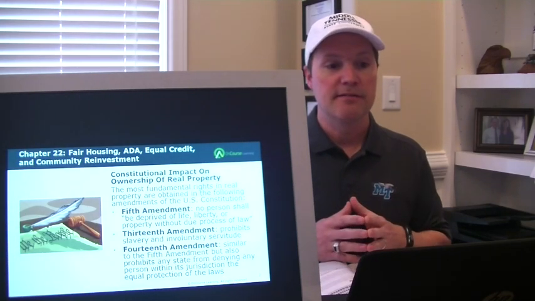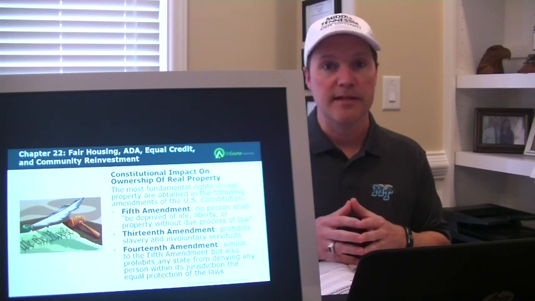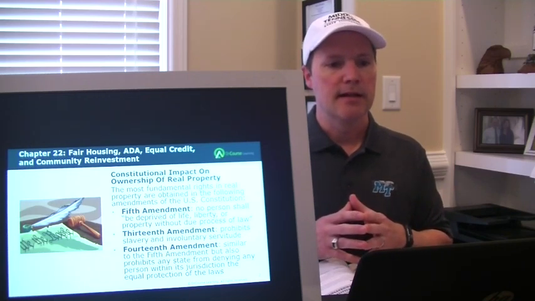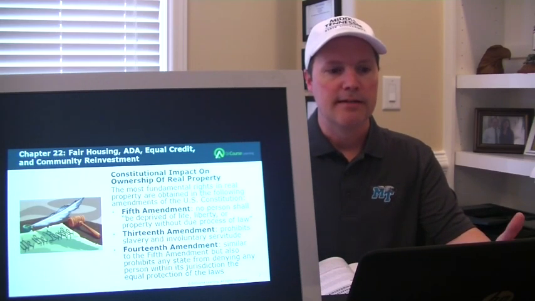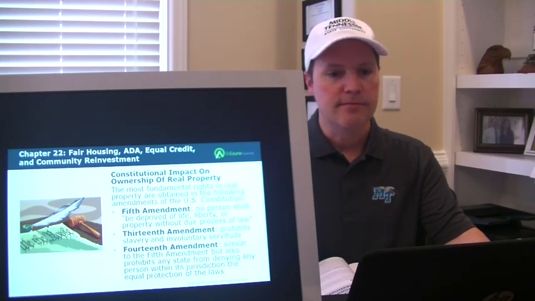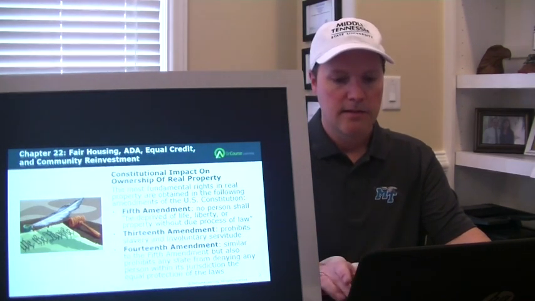Today we're going to be talking about fair housing, ADA, equal credit, and community reinvestment. Major things in the market. The constitutional impact on ownership of real property. They say it's the most fundamental right in real property and obtained in the following amendments of the U.S. Constitution. There's the Fifth Amendment: no person shall be deprived of life, liberty, or property without due process of law. Then you have the 13th Amendment, which prohibits slavery and involuntary servitude. And then the 14th Amendment, similar to the Fifth Amendment, but it also prohibits any state from denying any person within its jurisdiction the equal protection of the laws. These are all written in there and have been around for quite some time now.